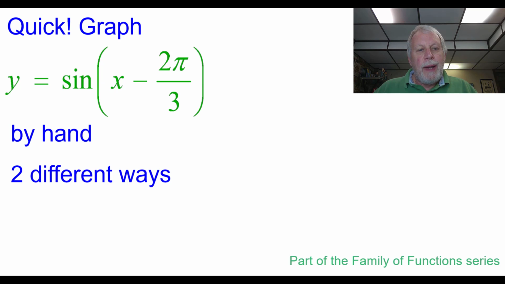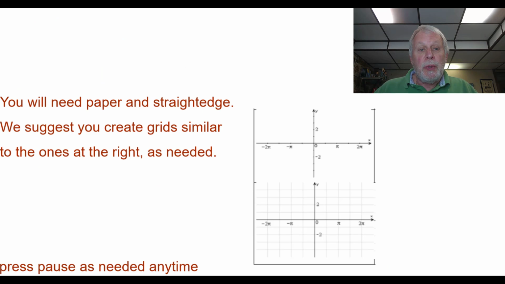Quick, graph y equals the sine of the quantity x minus 2 pi over 3 by hand, two different ways. This is part of the family of functions series. You will need paper and a straight edge, and we suggest you create grids similar to the ones at the right as needed, and press pause as needed anytime during this video.